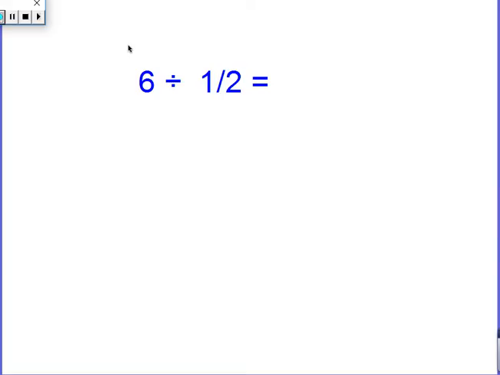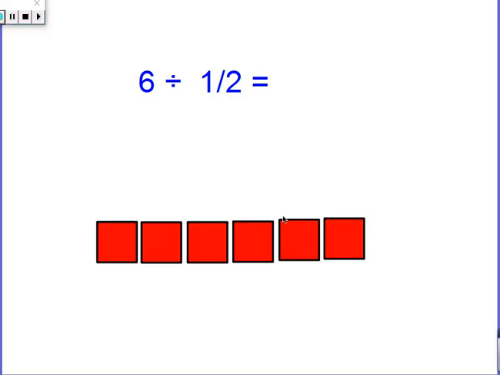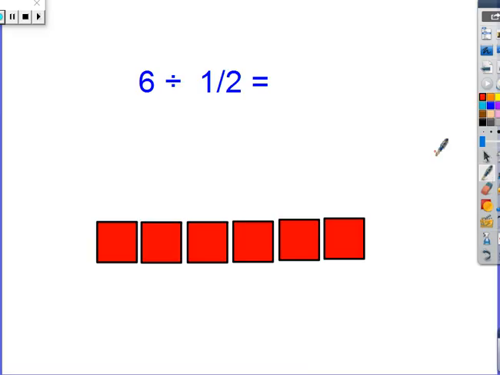All right, we're back, and at first when you look at this, most kids and most adults think, 6 divided by 1/2, well, that's 3. Because 6 divided by 2, and 2 is half, so it must be 3. But I think it's always helpful to draw things out at first when I'm trying to visualize what it is. So if I look at this, I have 6 blocks here.